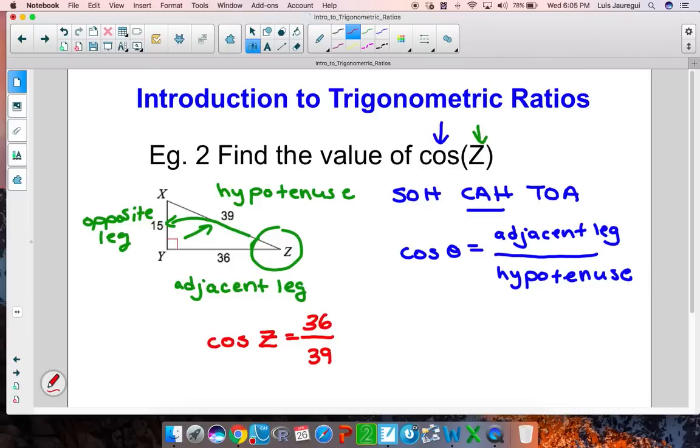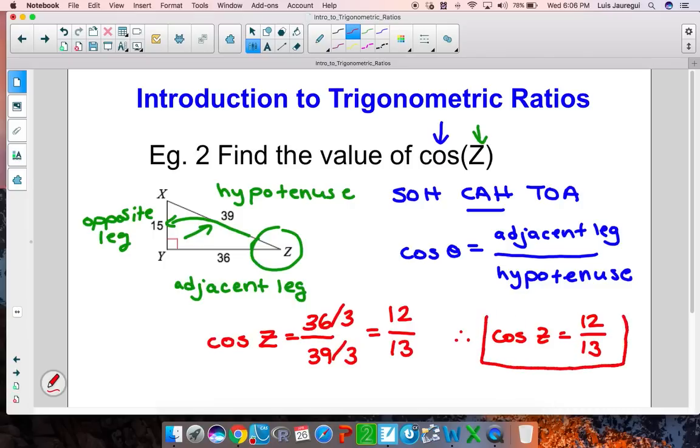Then I'm going to try to find the greatest common factor of 36 and 39, which in this case happens to be 3. So let me divide by the greatest common factor of 3. 36 divided by 3 happens to be 12. 39 divided by 3 happens to be 13. Therefore, cosine of Z is equal to 12/13.